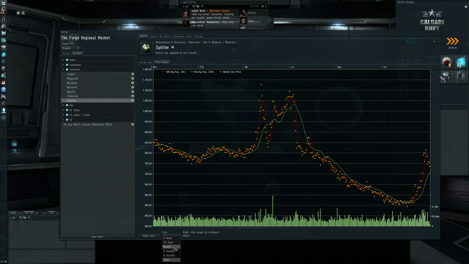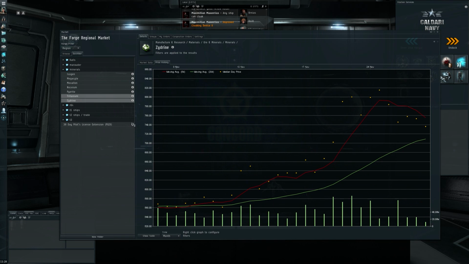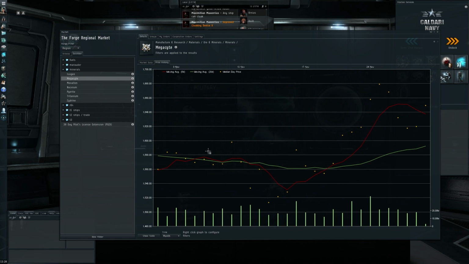But yeah, it's awesome that this is fixed, and I do think that I can give a lot more in-depth information about what's going on. Final one is Megasite, which has been actually steady or maybe even going down a little bit in the first half of November, and only recently saw a spike. You can also see that the 20-day moving average is actually still showing an upward trend. So we're definitely still at a high price point compared to the rest of the month.